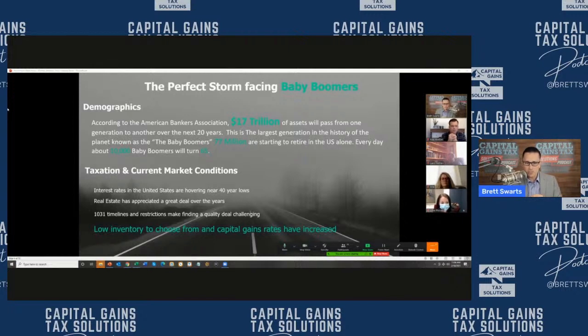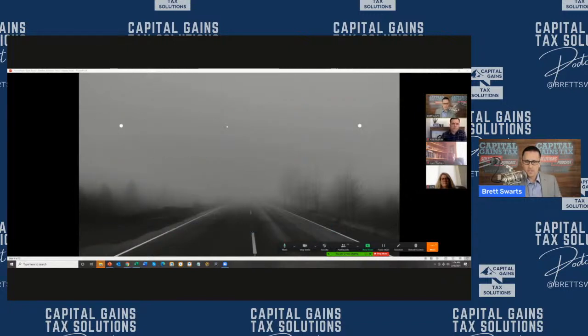On top of that, you have interest rates hovering near 40-year lows. You have tons of uncertainty going on with COVID-19 and potentially this 13-year bull market run. When is maybe the shoe going to drop? Is it going to stay around? We don't know. But you also couple that with 1031 timelines being very restrictive. We'll talk about that here in a minute. And then very low inventory, right? To make sense of selling my asset now and not having time on my side to find a deal, right? And that is what we're going to focus on like a laser today.